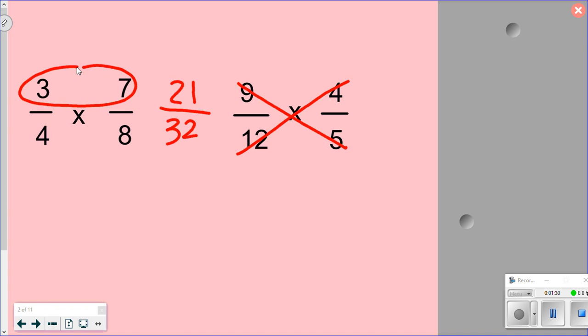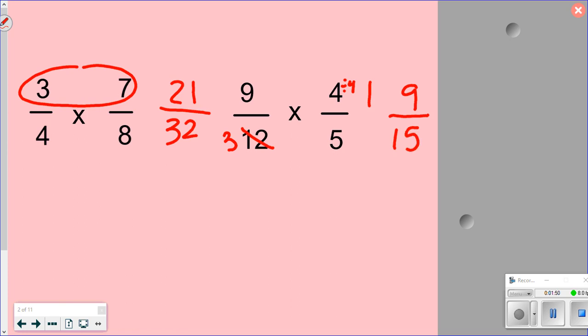So I can just tell that 4 and 12 can be reduced. I know 4 goes into each of them, so this divided by 4 is 1, and this divided by 4 is 3. So now those are gone, and now we can multiply across. So we have 9 times 1, which is 9, and we have 3 times 5, which is 15.